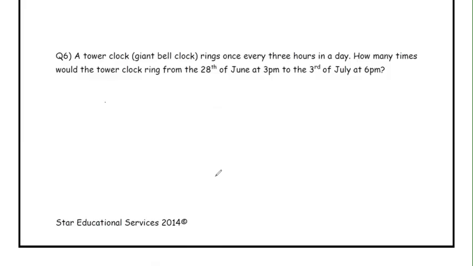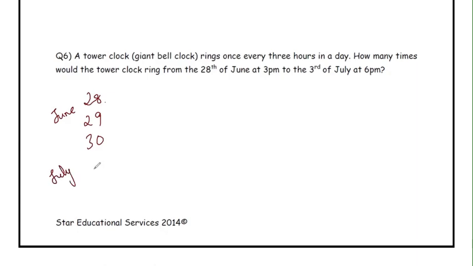A tower clock, a giant bell clock, rings once every 3 hours in a day. How many times would the tower clock ring from the 28th of June, 3 p.m., to the 3rd of July at 6 p.m.? So June has 30 days, not 31 days.